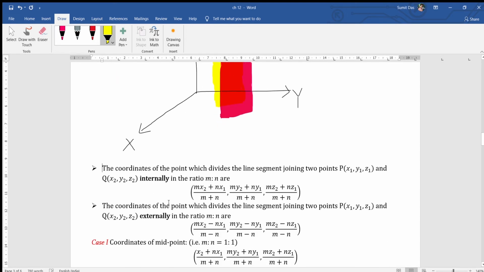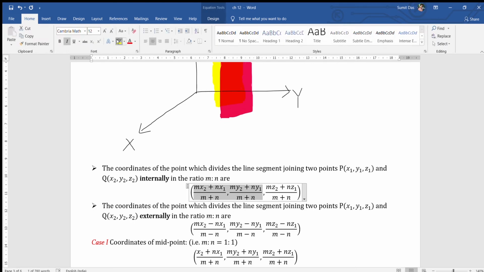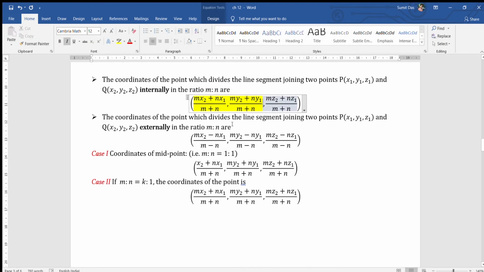You can see the formula is the coordinate of the point which divides the line segment joining two points x1 y1 z1 and x2 y2 z2 internally in the ratio m:n. I hope up to this is very familiar. We learned in class 10, if a point intersects a line segment in some ratio m:n. So what is the section formula?